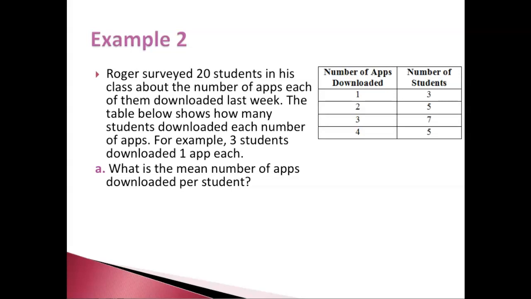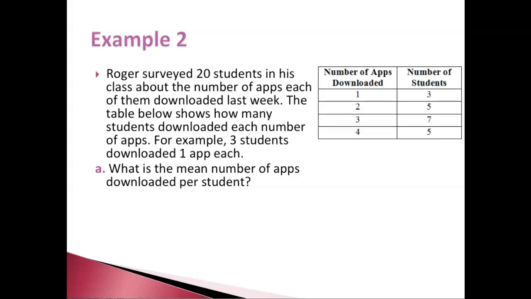Okay, so let's take a look at this chart and try to understand it. So we have the number of apps downloaded on the left column and the number of students on the right. So like this did tell you, it said 3 students downloaded 1 app each. So there were 3 students who each downloaded 1 app. If you keep reading this way, you would say that there are 5 students who each downloaded 2 apps.